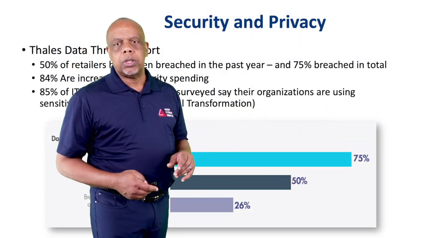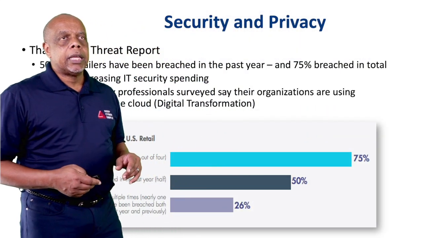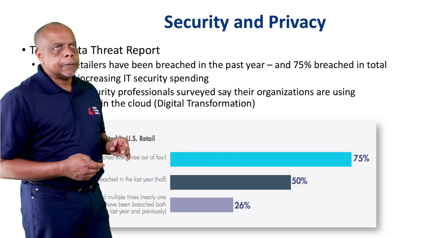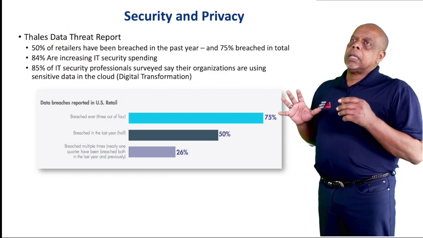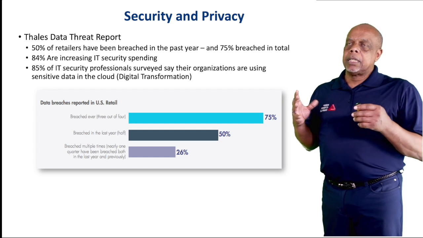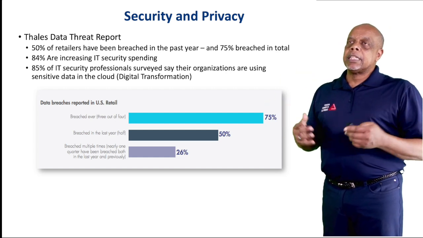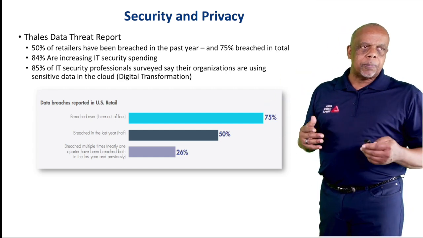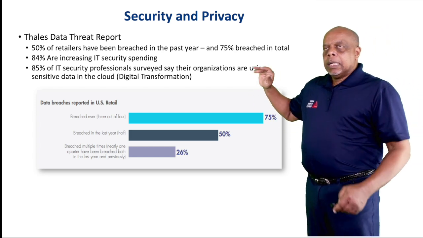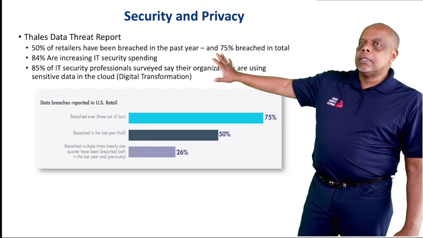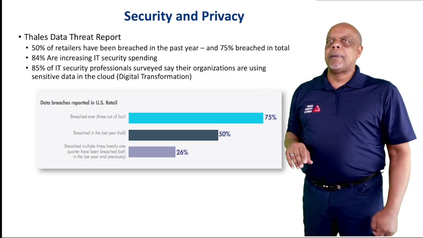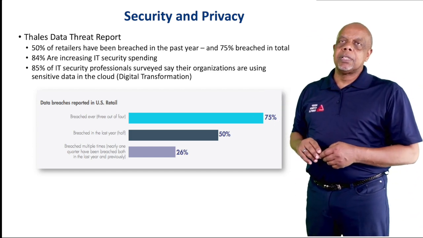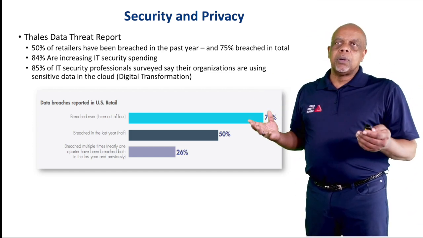So when we think about security and privacy, as we get into this, this is from Thales. Thales, they do a lot. It's a big company. One of the things they do is different types of threat reports and things of that nature. Take a look at this. 50% of retailers have been breached in the past year, and about 75% of those breaches, 75 total overall.